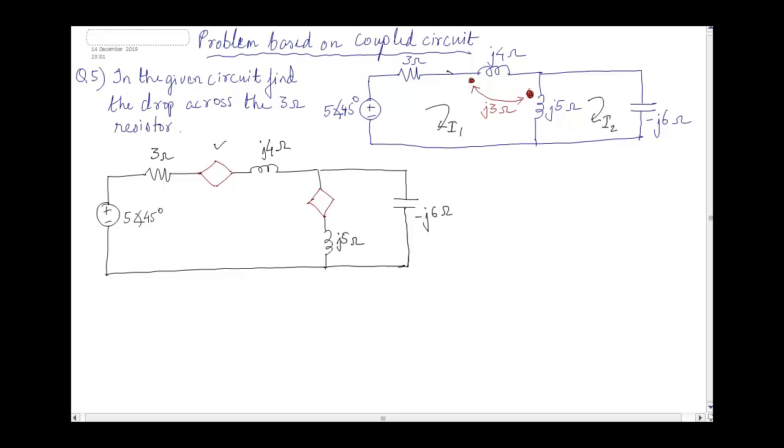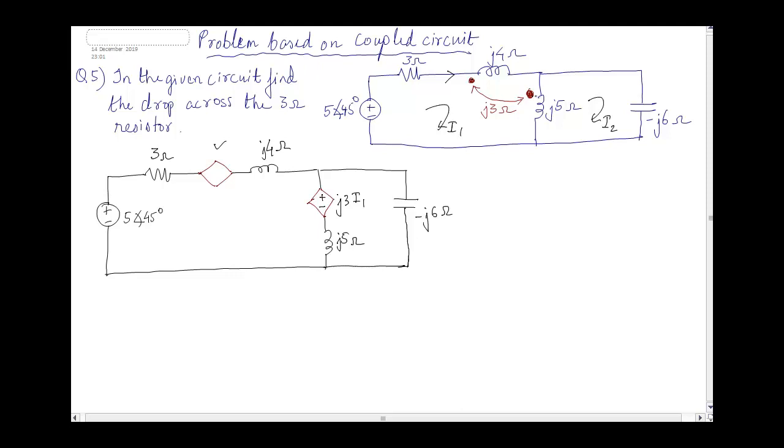the current I1 is entering J4 at this dot. So here it should be leaving this dot. If it has to leave this dot, the current should be flowing in this direction. So this will be negative and this will be positive. The value will be J3, the mutual inductance, times the current that was flowing in the other coil, which was I1.